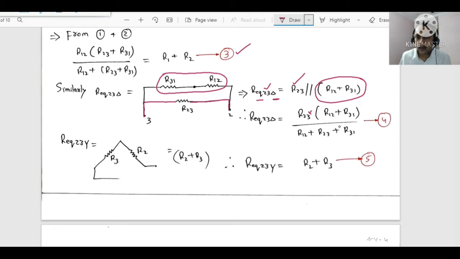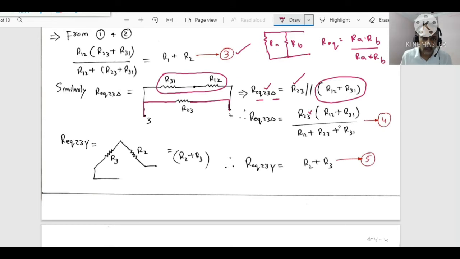Clear? For all these things, the basic you should know is, if 2 resistors RA, RB are in parallel, then the R equivalent will be RA into RB whole divided by RA plus RB. This basic is very, very important when 2 resistors are in parallel, right?